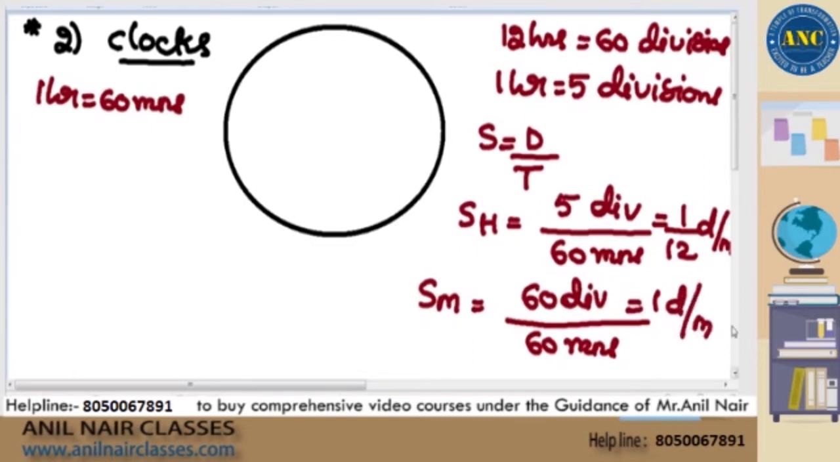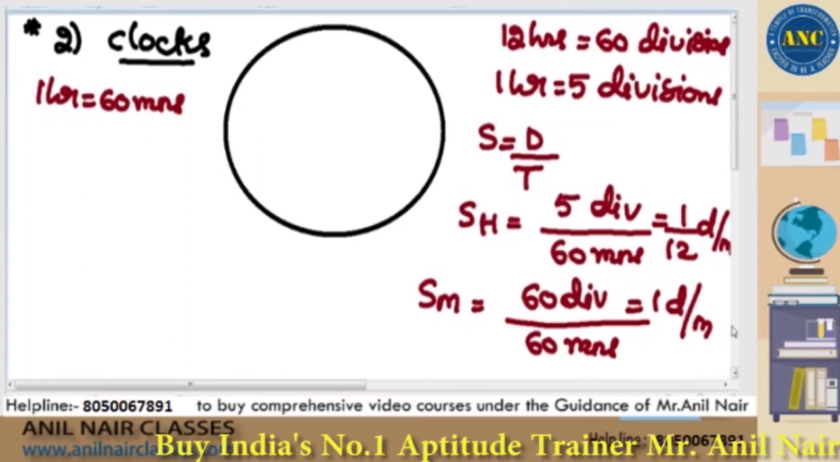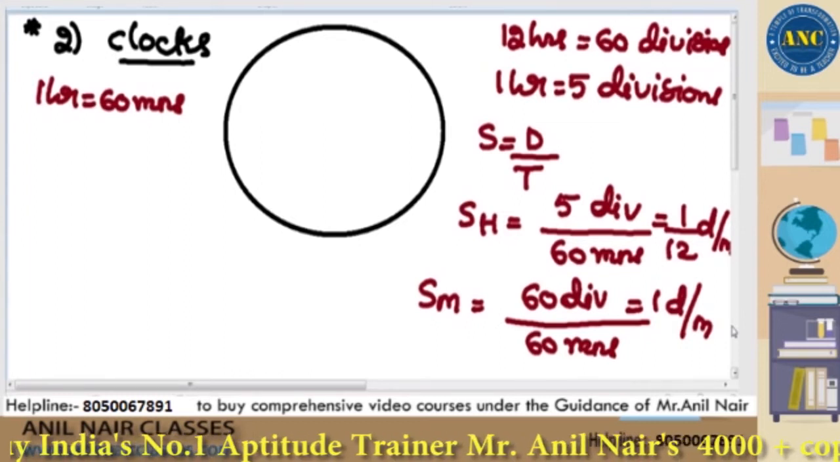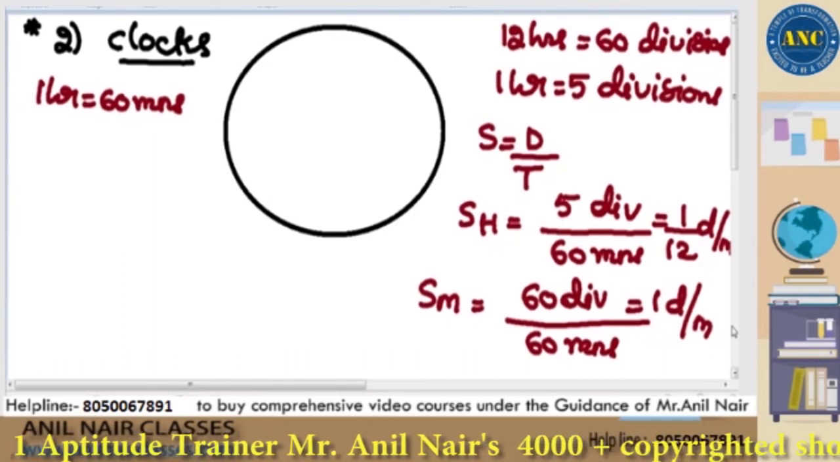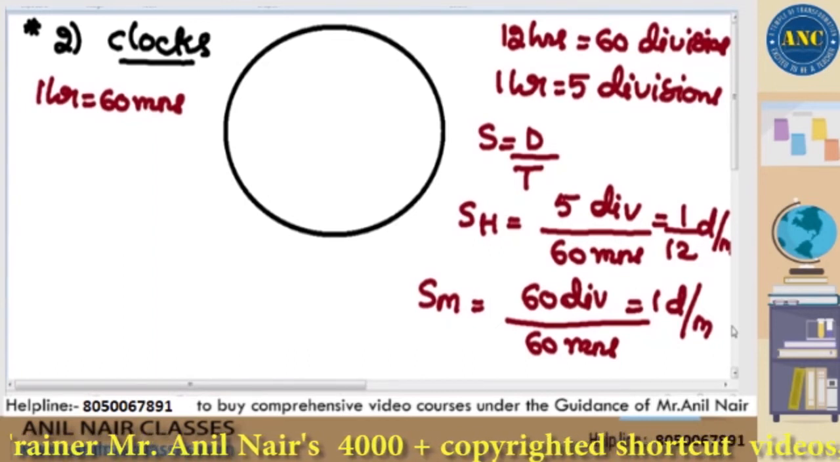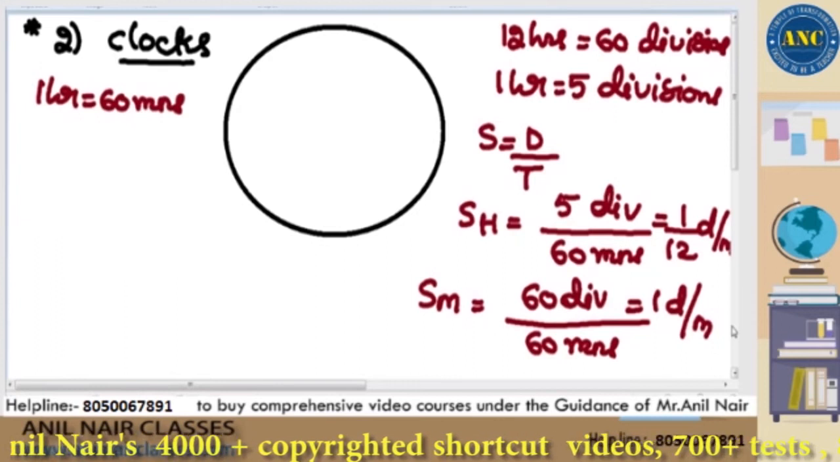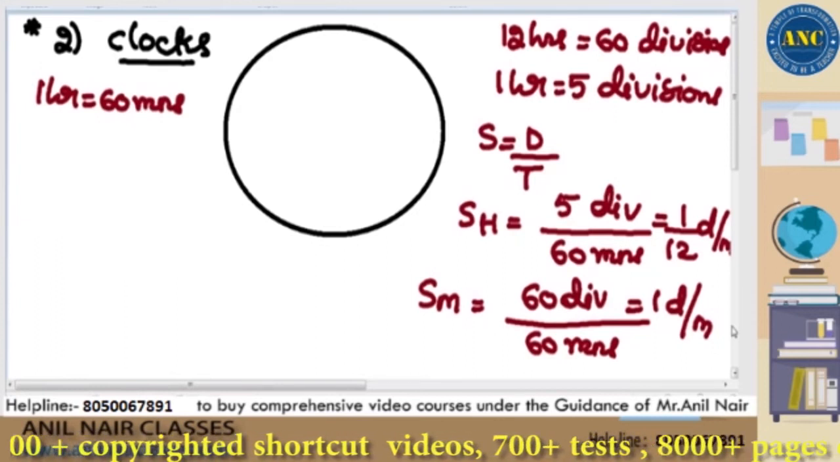Total there are 12 hours in a clock. 12 hours is 60 divisions. 1 hour is 5 divisions. Speed is distance by time. Speed of the hour hand: 1 hour is 60 minutes, and in 1 hour it is 5 divisions. Kindly, any viewer from any state or any country, please listen to my sentence and then write it down in your notes. Don't write it down and then try to understand it. That is not going to happen. That is the wrong way of learning.